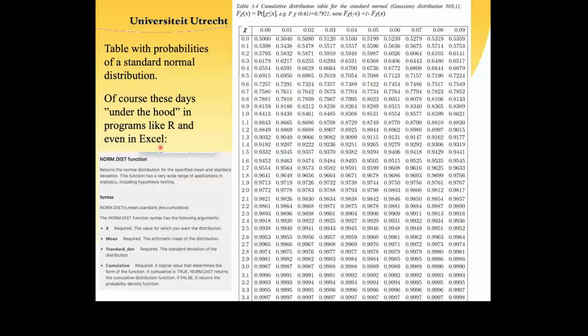Now, of course, these days, all these values are already tabulated in all kinds of programs. For instance, in Excel, you have the function norm.dist, and if you give here the value that you want the cumulative probability of, so the probability that z is smaller than that particular value, for a given mean and a given standard deviation, and then if you fill in cumulative, it returns the cumulative probability and not the probability density. This is standard in Excel.